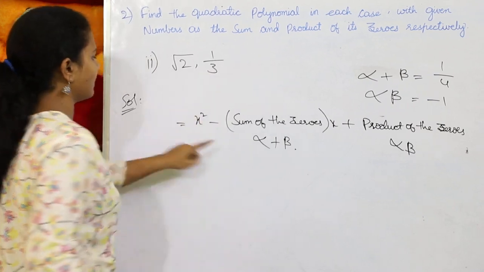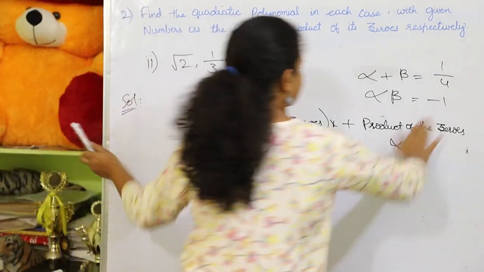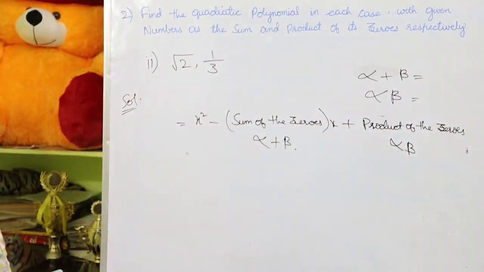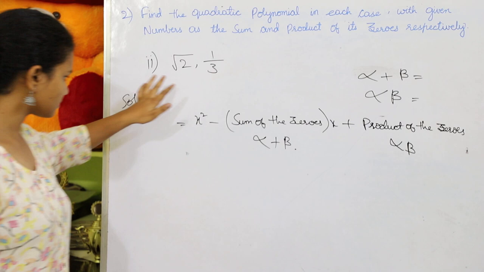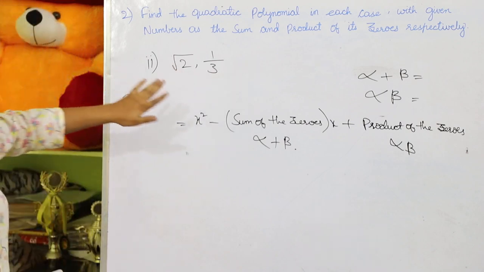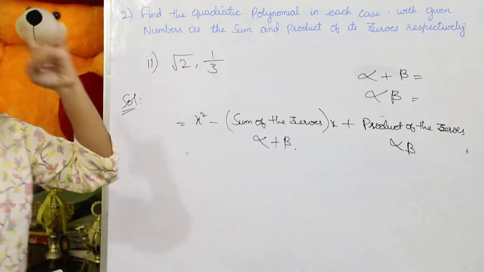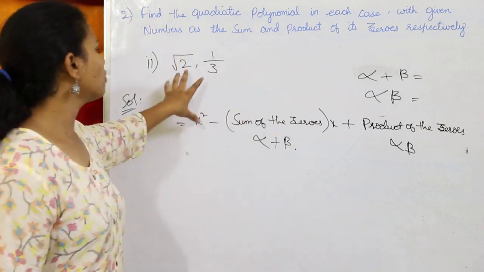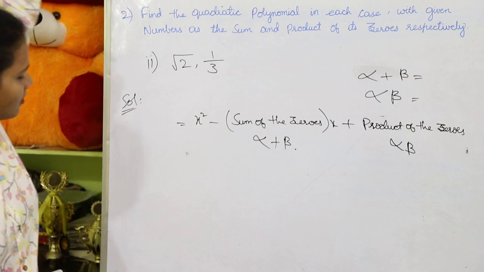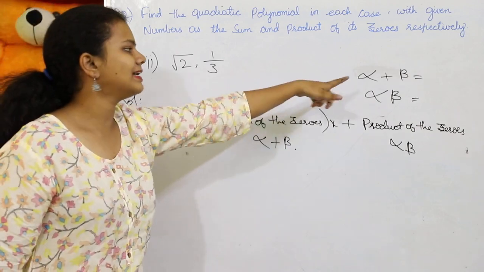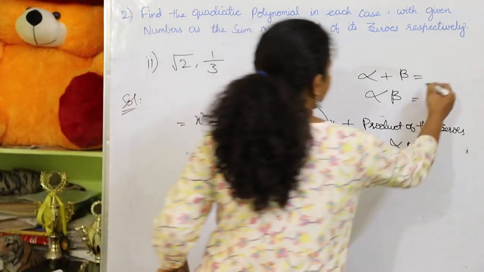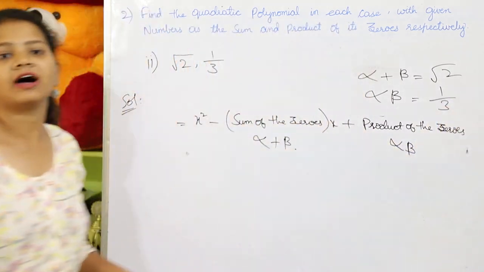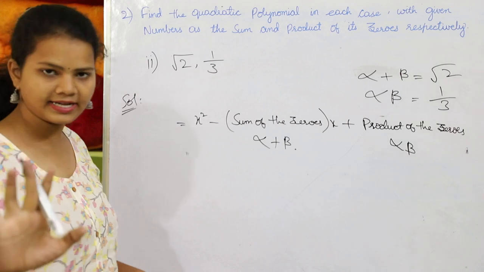So the formula is what? We have given the formula. The given formula is this, where alpha plus beta is the sum of the zeros. Sum of the zeros would be root 2, and the product of the zeros is 1 by 3. So alpha plus beta will be what? Root 2. And alpha into beta will be what? 1 by 3. Clear? Clear till here?